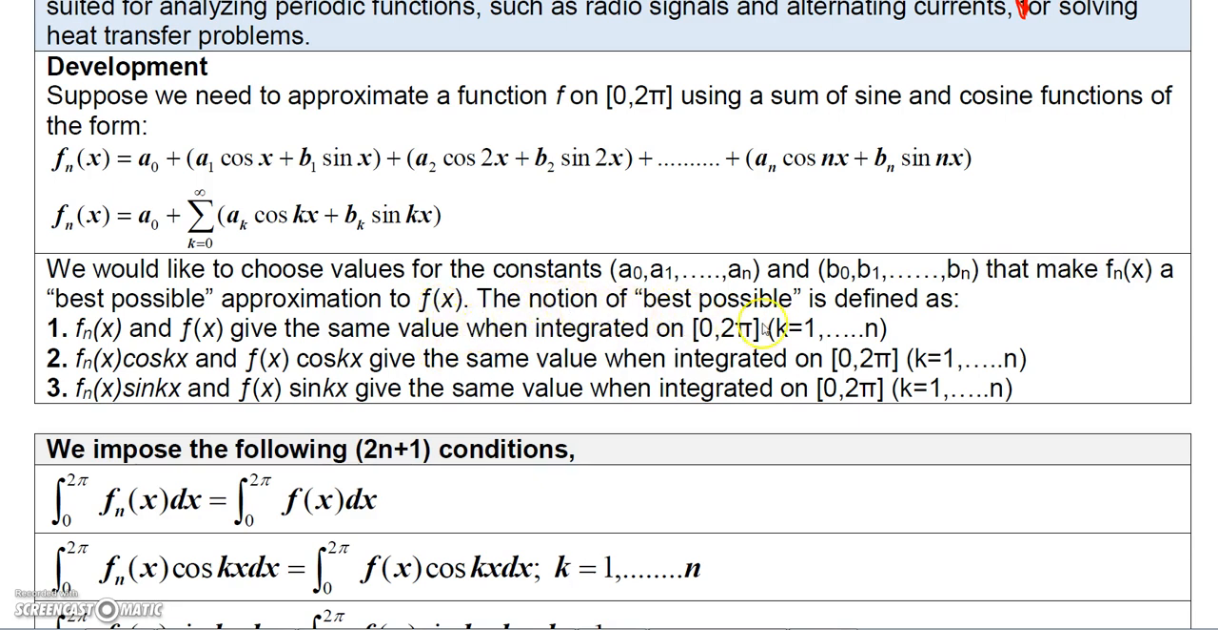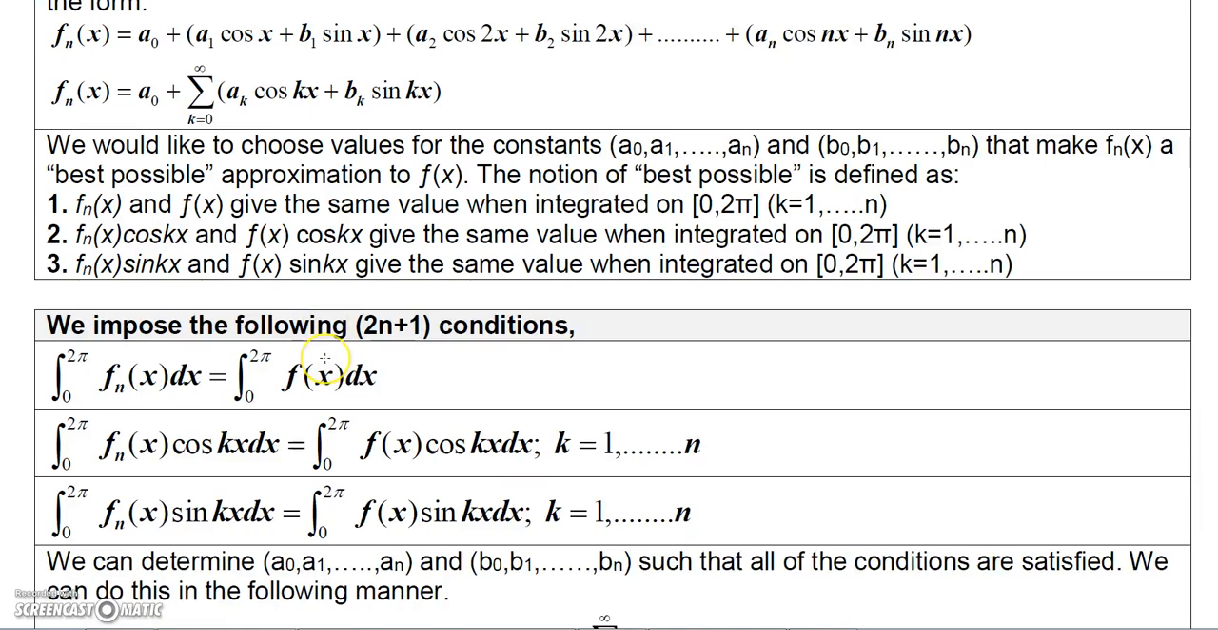So the notion of best possible would be defined as this. First of all, fₙ(x) and f(x) should give the same value when integrated on 0 to 2π. And then also the product of fₙ times cos kx and f(x) times cos kx should give the same value when integrated on 0 to 2π for all k. And then fₙ(x) times sin kx and f(x) times sin kx should give the same value when integrated on 0 to 2π for all k values.